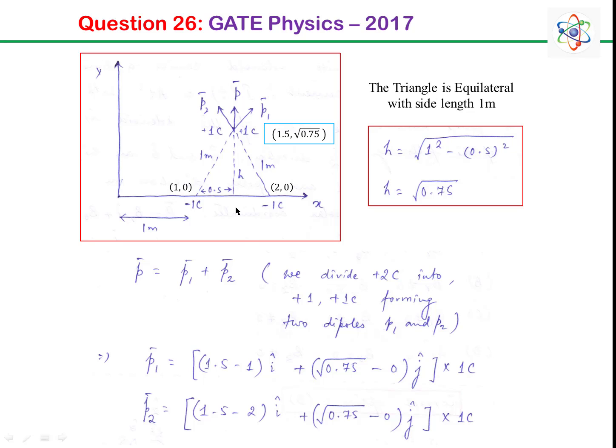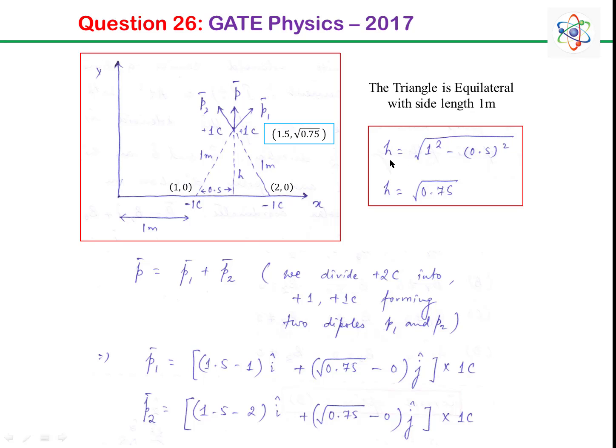Now to do that, we know that this distance is given as 1.5 and this distance will be 0.5 because this is an equilateral triangle. So this distance is 0.5 and hence this distance will be 1 meter, and therefore this point will be (1, 0). Now for this location, this distance is 1 meter, this is 1 meter, and therefore this will be (2, 0). And for this location, we need to find out this y coordinate, h, and that can be easily found out by using the Pythagoras theorem for this triangle.